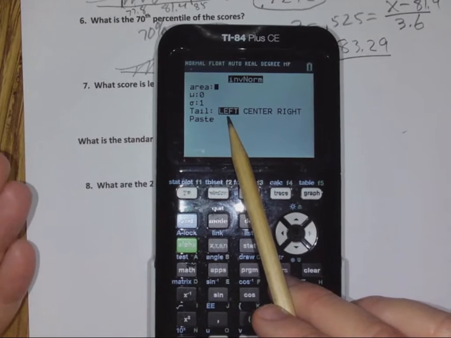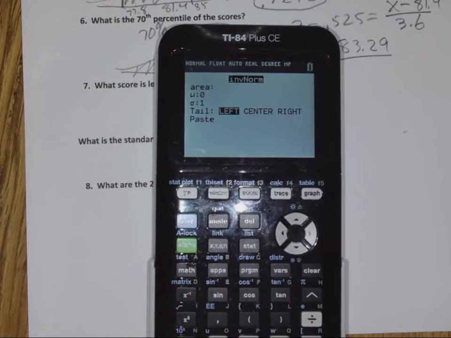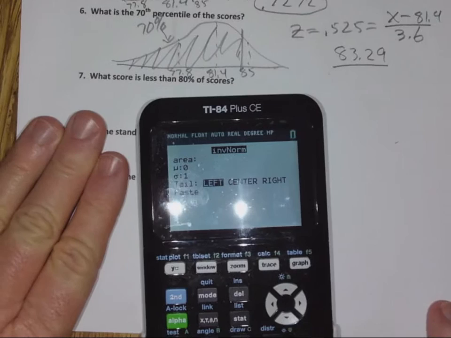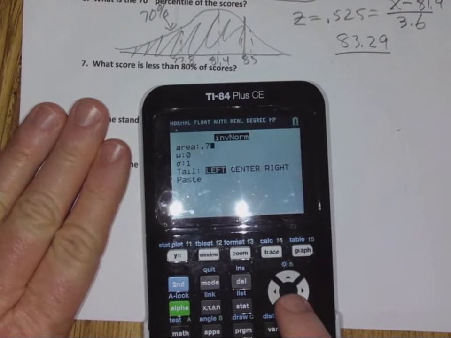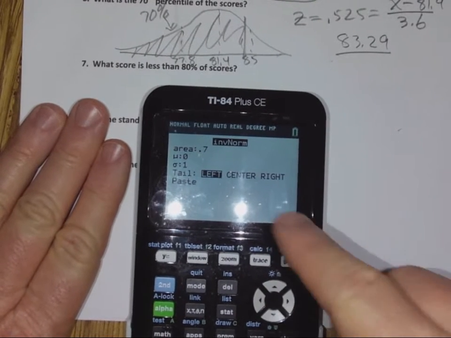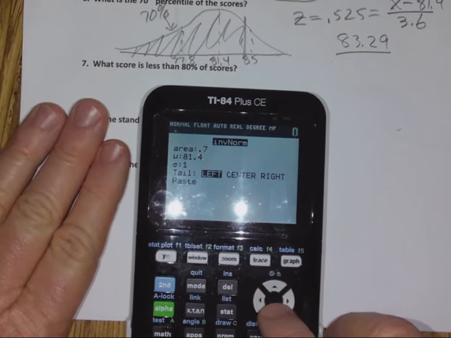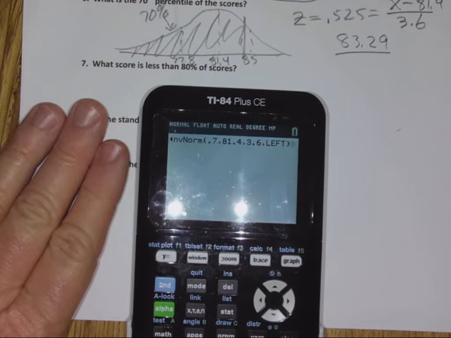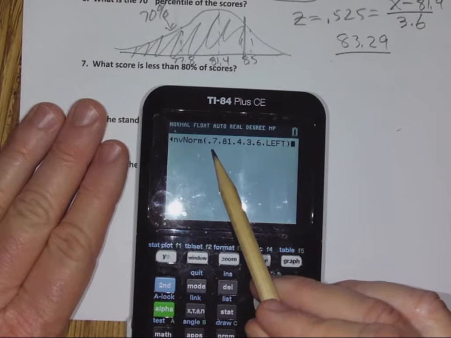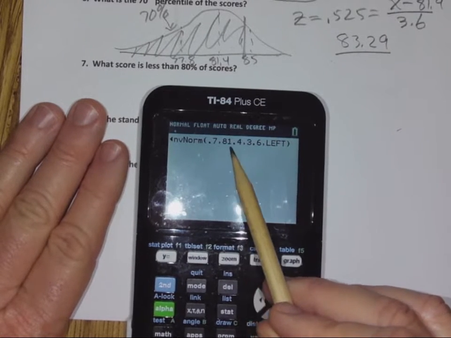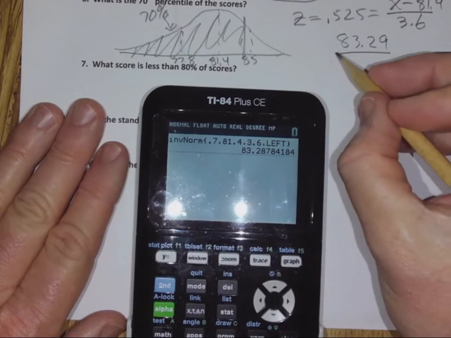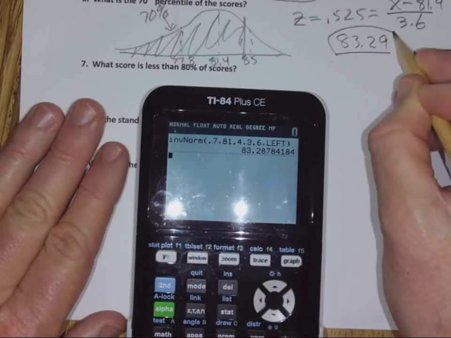I tend to always use the left area, and that's what some of the older versions of the 83 and 84 do. My area to the left of my value is 70%, so I will enter 0.7, not 70. Then my mean is 81.4, and my standard deviation is 3.6. Left area, and then I just hit paste. Older versions of the calculator just have you enter those three numbers, and then hit enter, and we got the same thing roughly, 83.29.